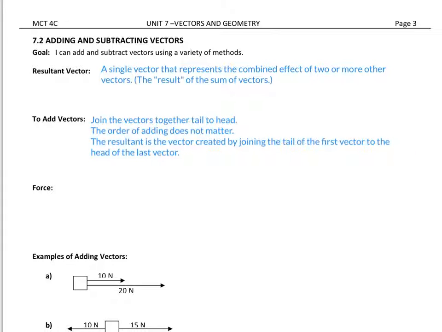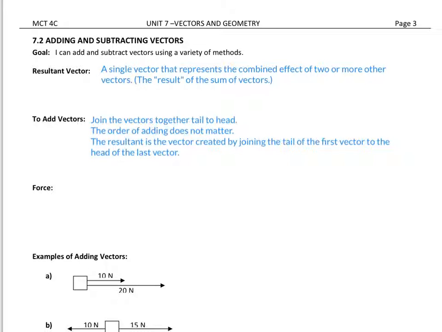Welcome to the second lesson in our 7th unit on vectors in geometry. Today we're looking at adding and subtracting vectors, and our goal here is just to be able to add and subtract vectors using a variety of methods. We're going to focus mostly on just the joining tail to head method. There are other methods, but given our time frame for this course, we'll focus on the one method only here.